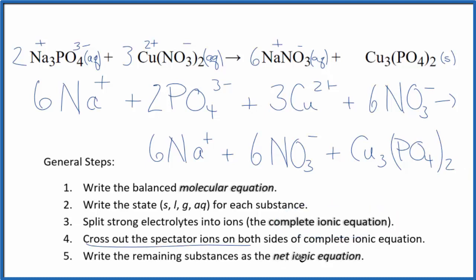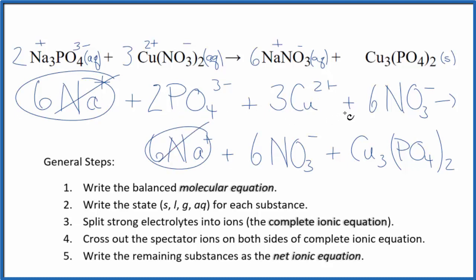Now we can cross these spectator ions out. On the reactants and the products, I have 6 sodium ions. Get rid of those. Here we have 6 nitrate ions, and again in the products, get rid of those. And what's left, that's the net ionic equation for sodium phosphate plus copper(II) nitrate. I'll clean this up, write the states in, and we'll have our net ionic equation.